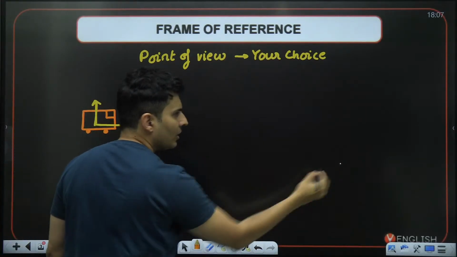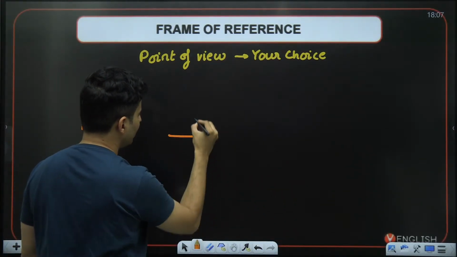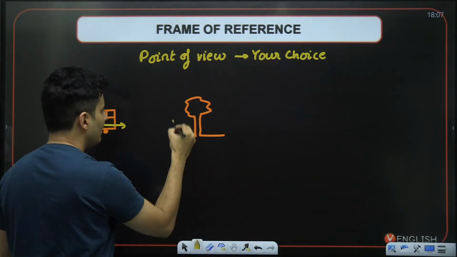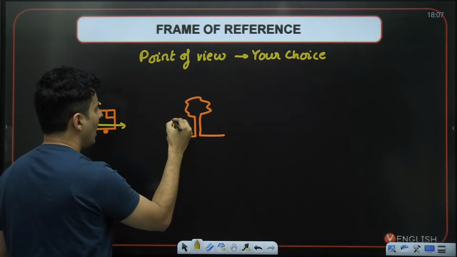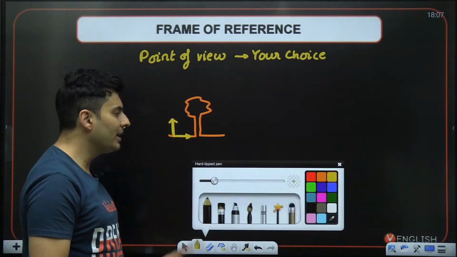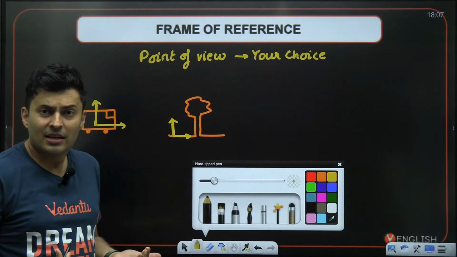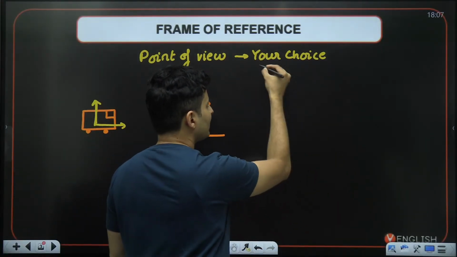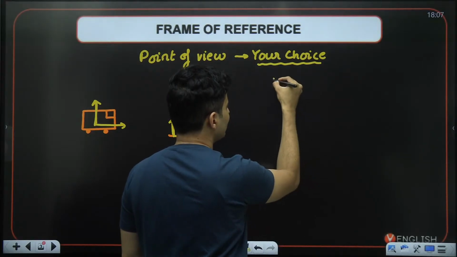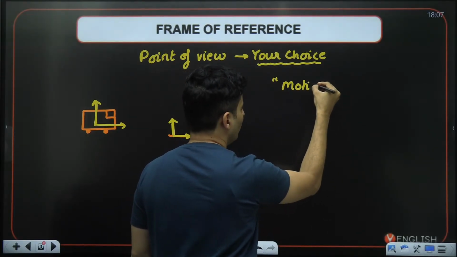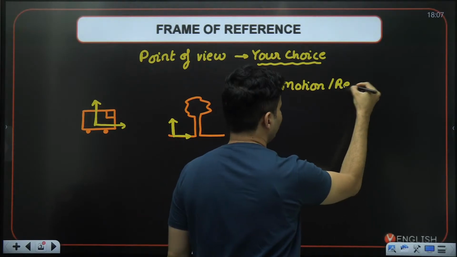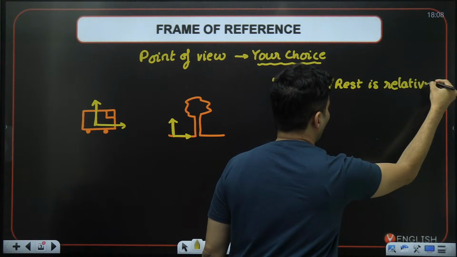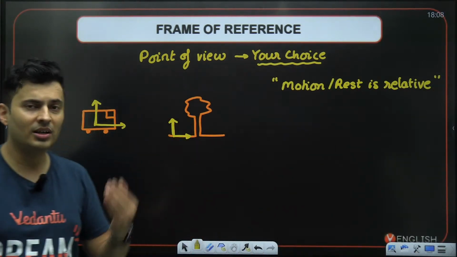Then somebody can say, no, no, no, for me, the earth. So let's say this is your tree or whatever. The earth is the frame of reference. That means with the earth as the observer, I'm going to see everything. Why do I need to define this frame of reference? Because motion is relative. This is very, very important. So this choice becomes very, very important, since remember, motion or the concept of rest is a relative term. It depends on the observer.